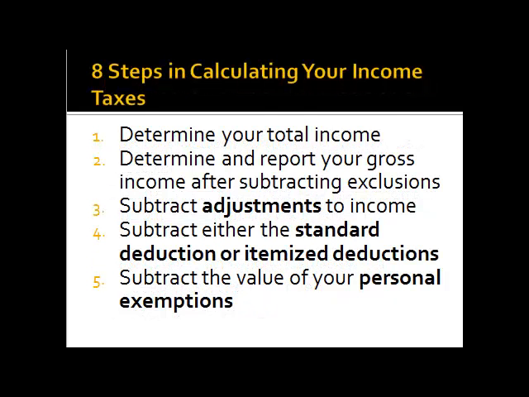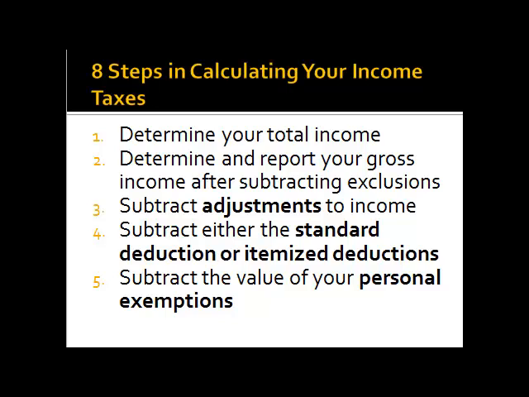So we're going to use the following 8 steps when we're calculating our income taxes. First, we're going to determine your total income. That should be on our W-2. Then we're going to determine and report your gross income after subtracting any exclusions. You're going to subtract your adjustments to income.